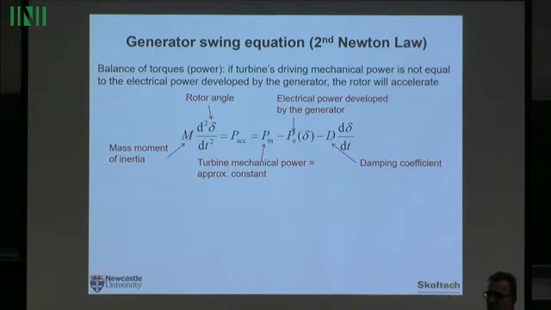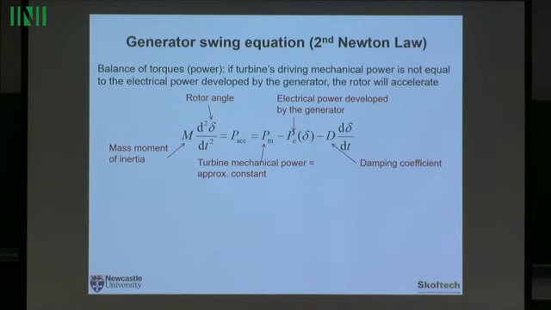Mechanical power from the turbine cannot change that quickly because there is a lot of thermal inertia. But electrical power flowing down the line, for example, can change almost instantaneously, because that's an electromagnetic phenomenon, and these travel with the speed of light. So we can assume they change almost instantaneously. And there will be some damping coefficient.